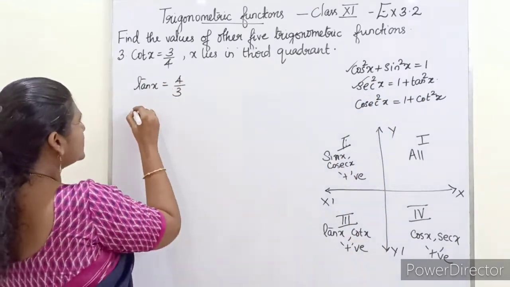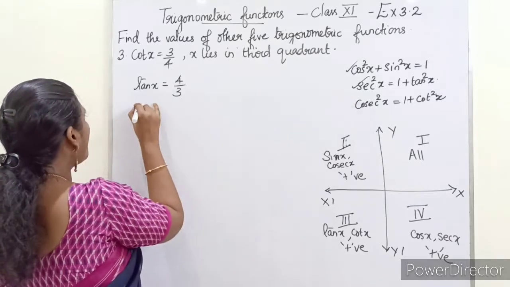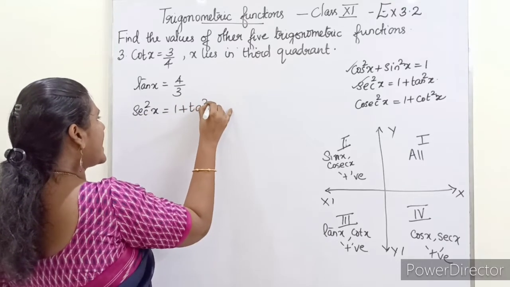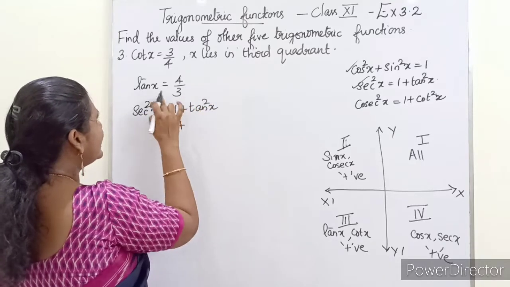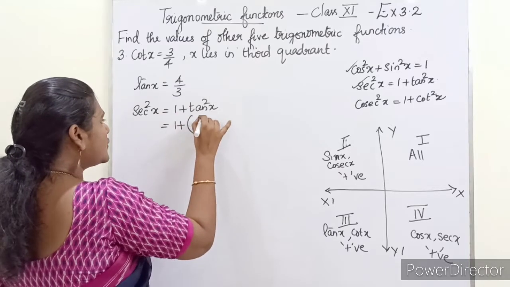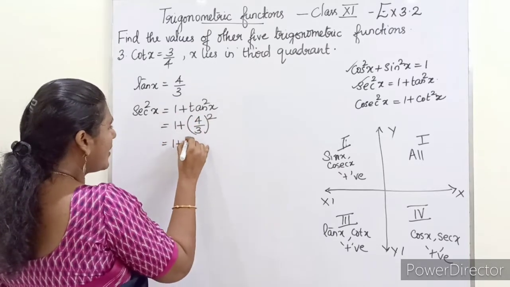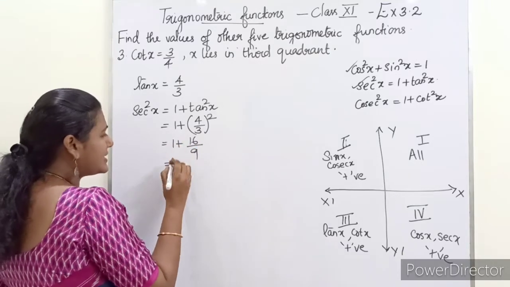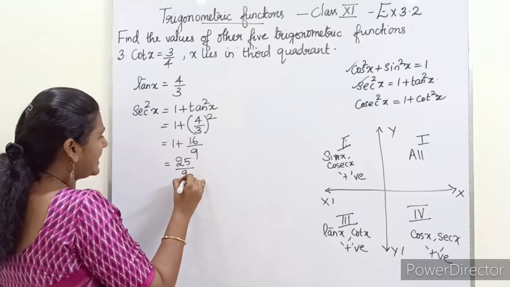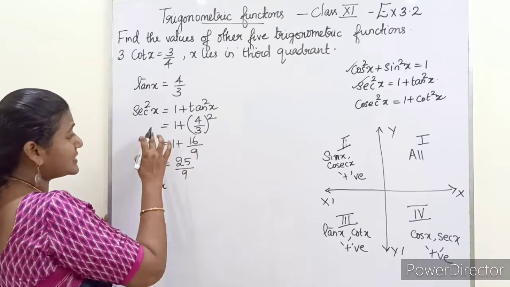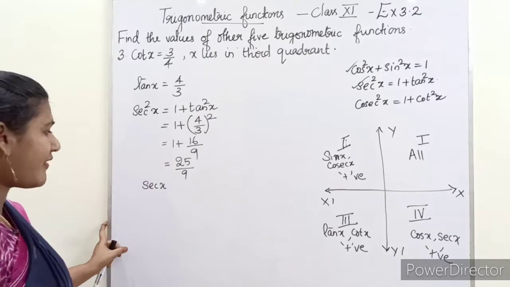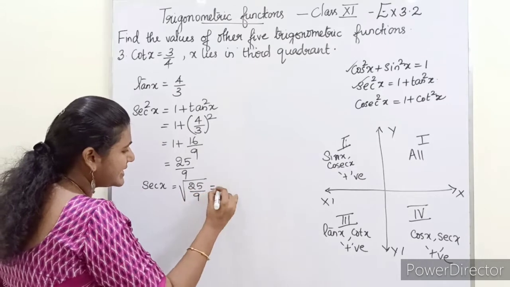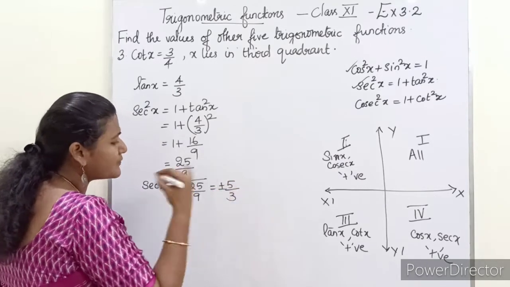Sec square x is equal to 1 plus tan square x, which is equal to 1 plus, tan x is 4 by 3, so 4 by 3 the whole square, that is 1 plus 16 by 9. Now we will take the LCM. So 9 plus 16, that is 25 by 9. This is the value of sec square x. Now from this we will find the sec x value, that is the root of 25 by 9, that is 5 by 3, plus or minus 5 by 3.